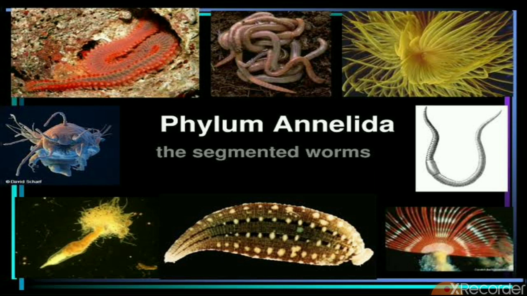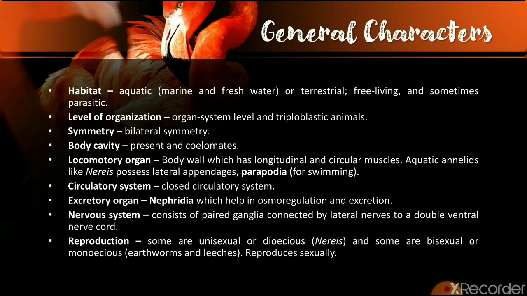The next phylum is Phylum Annelida. They are also known as the segmented worms. The members of Phylum Annelida are aquatic or terrestrial. They may be free living and sometimes they are parasitic in nature. This phylum shows organ system level of body organization. All the members are triploblastic. It means they contain three germ layers, that is ectoderm, endoderm and mesoderm.